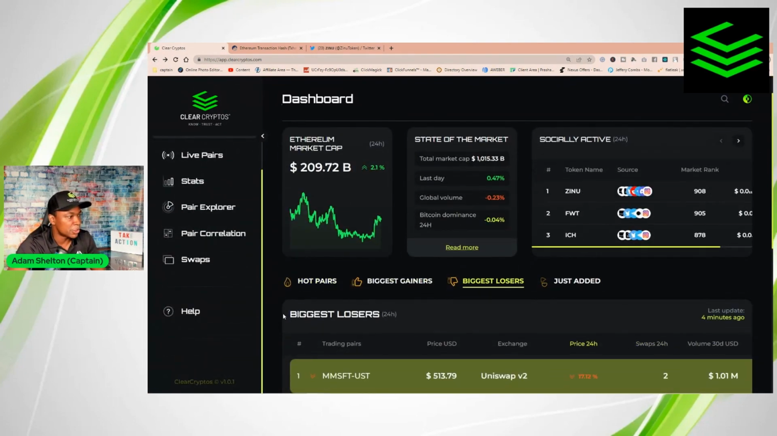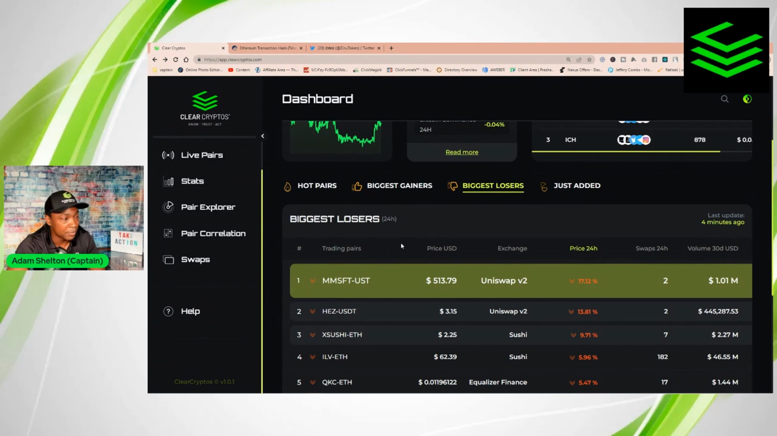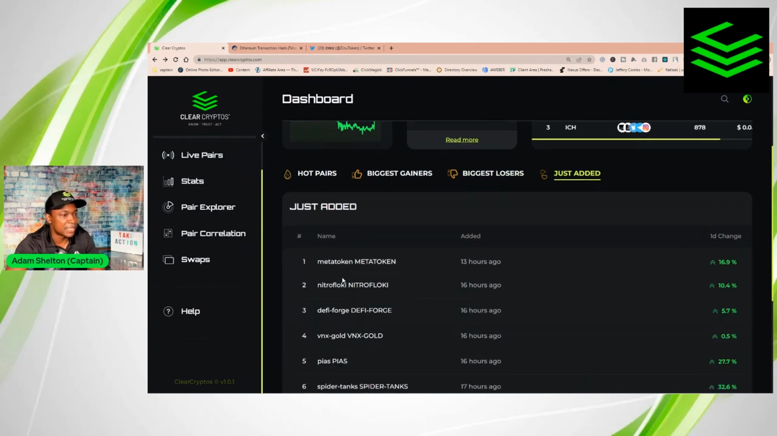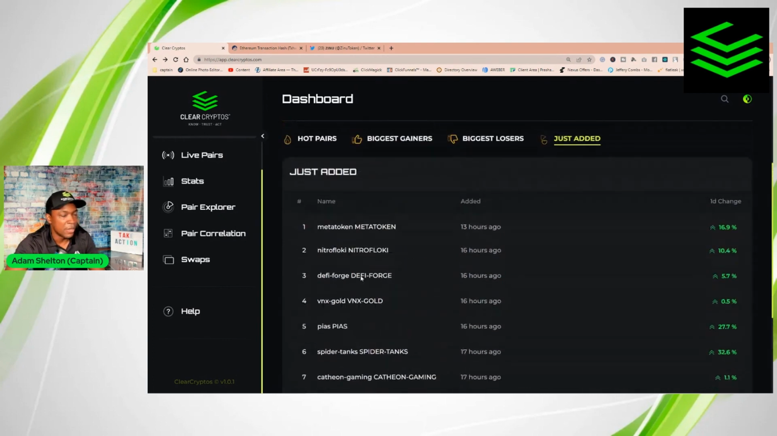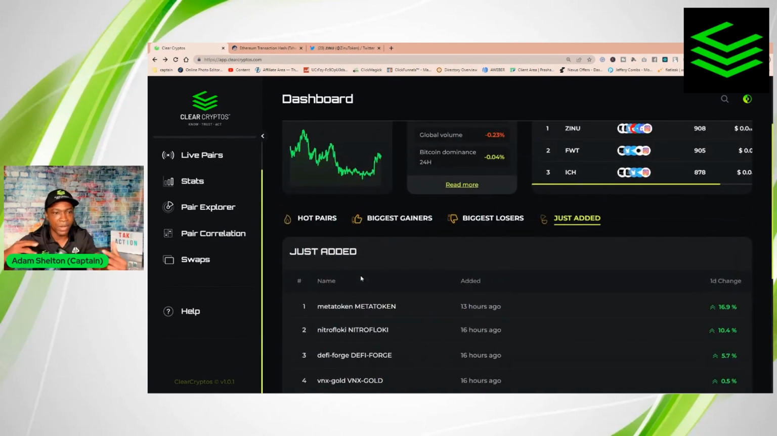Now, the biggest losers show the ones that are just not doing as well. Just keep it very, very simple. And just added, this is the information just added inside the system here. So it's taking data from different points, which is really, really good.